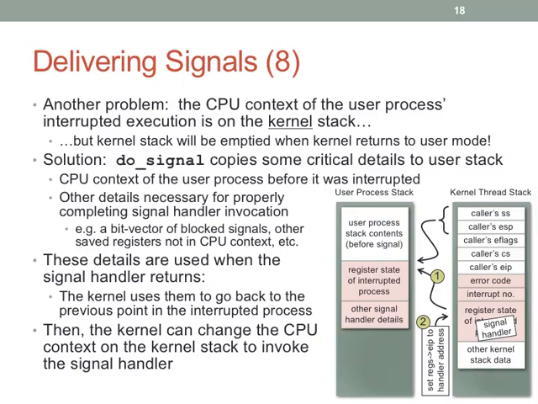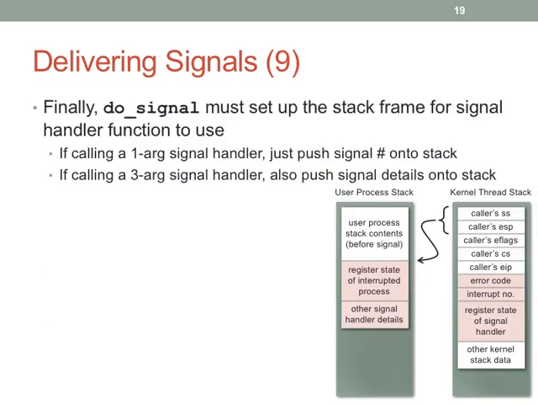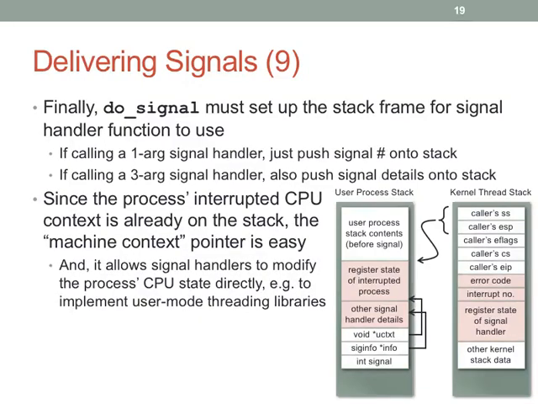We copy the details that are needed after the signal handler to the user stack, and then we change the kernel thread stack machine context to go to the signal handler. Now, because the signal handler is a C function, we need to satisfy its calling convention. DoSignal will go through and set up the stack frame for the signal handler. If we have one argument, we just push the signal number. If we have the 3-argument version, we push other details onto the stack. And so that's set up.